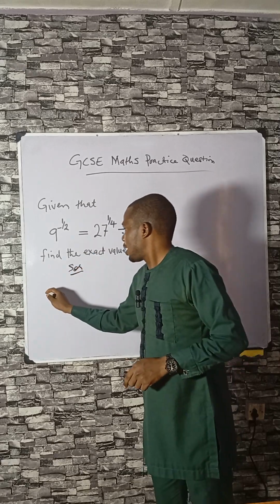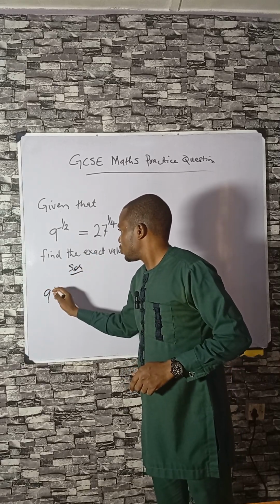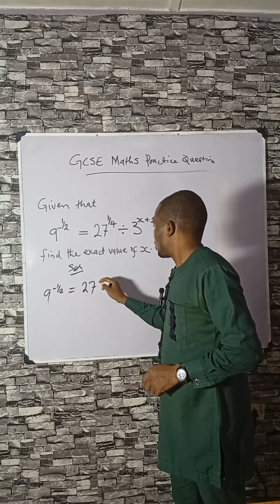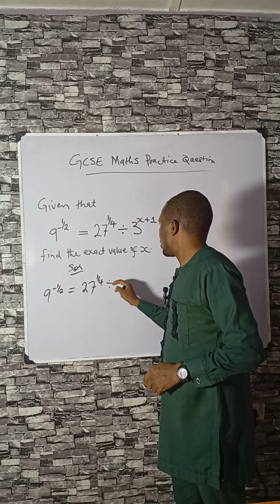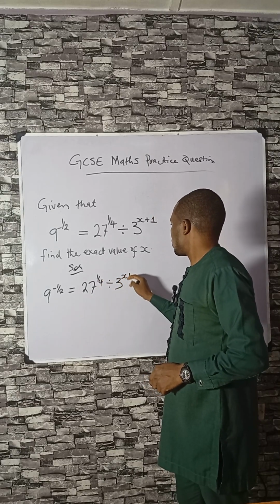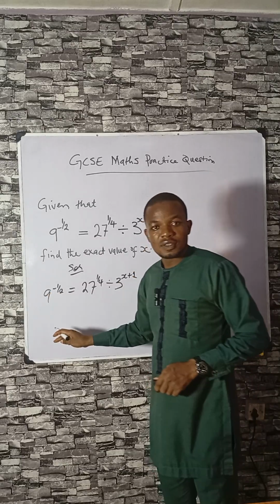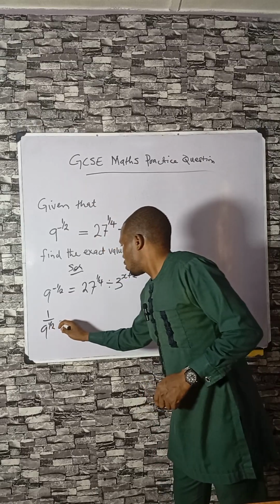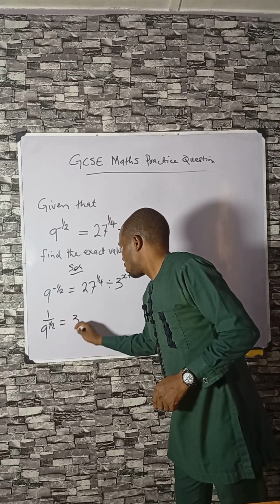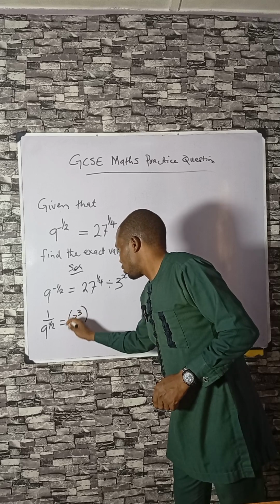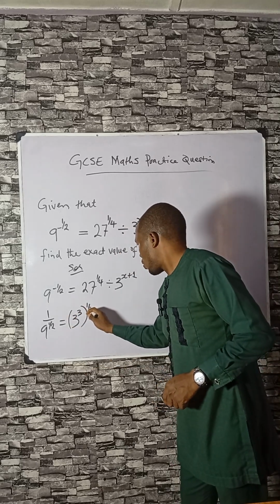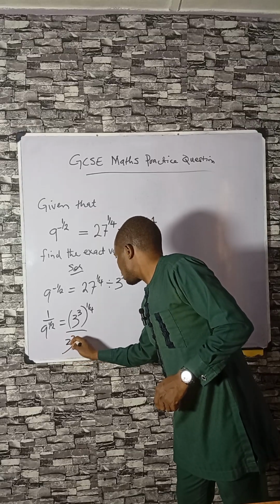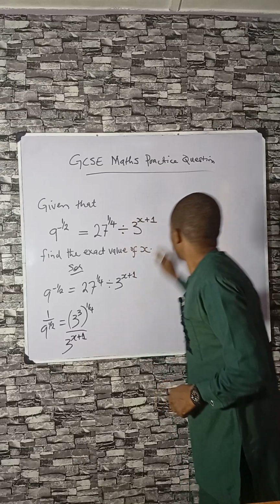Solution: 9 raised to the power minus a half equals 27 raised to the power 1 over 4 divided by 3 raised to the power x plus 1. Let's take care of the negative sign here by dividing by 1. So 9 raised to the power half equals 27, which is 3 raised to the power 3. That's 3 cubed, 27, then raised to the power 1 over 4, divided by 3 raised to the power x plus 1. We take it to this side.